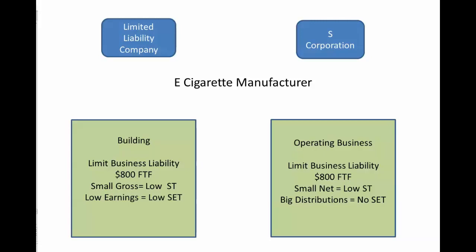which is ideal. On the flip side, for his operating business, he's going to have limited liability because he's in the S corporation setup. He's still going to have to pay the $800 franchise tax fee. In this case, he's going to have a small net income because all of the money is going to come out as a distribution, so he's going to have a low state tax. And because he's got the big distributions, he's going to have no self-employment tax, which is going to be a huge advantage to him.